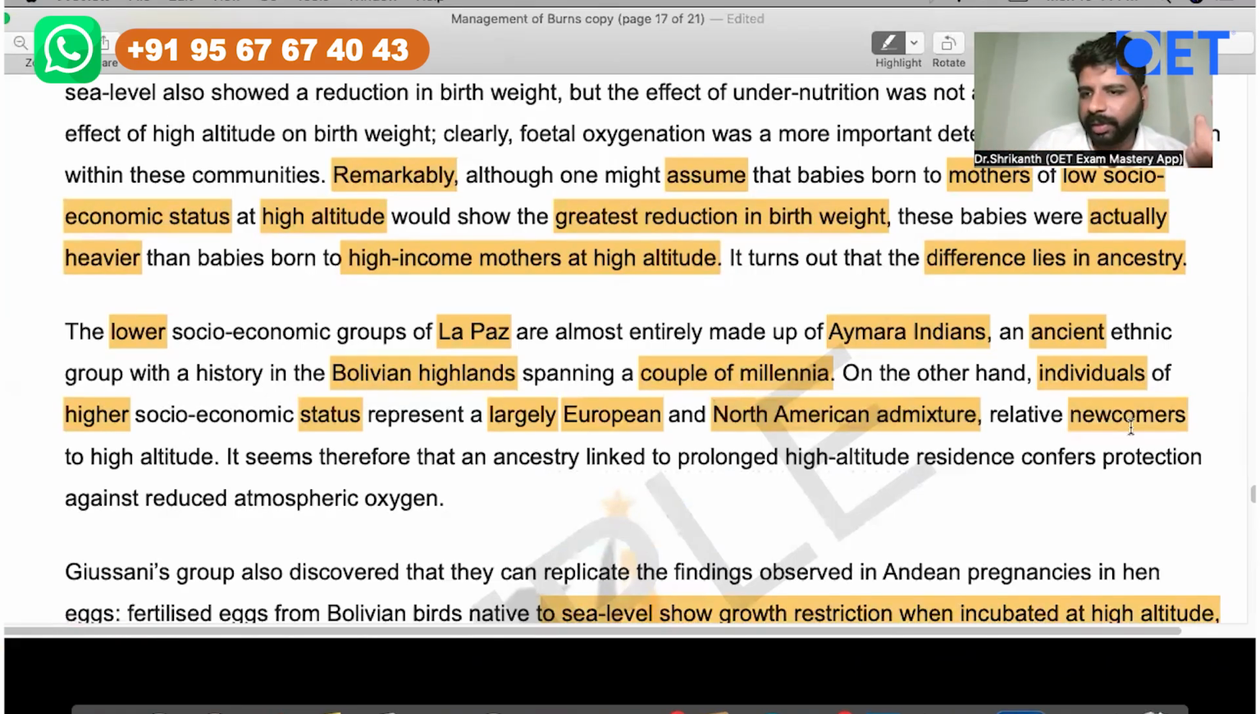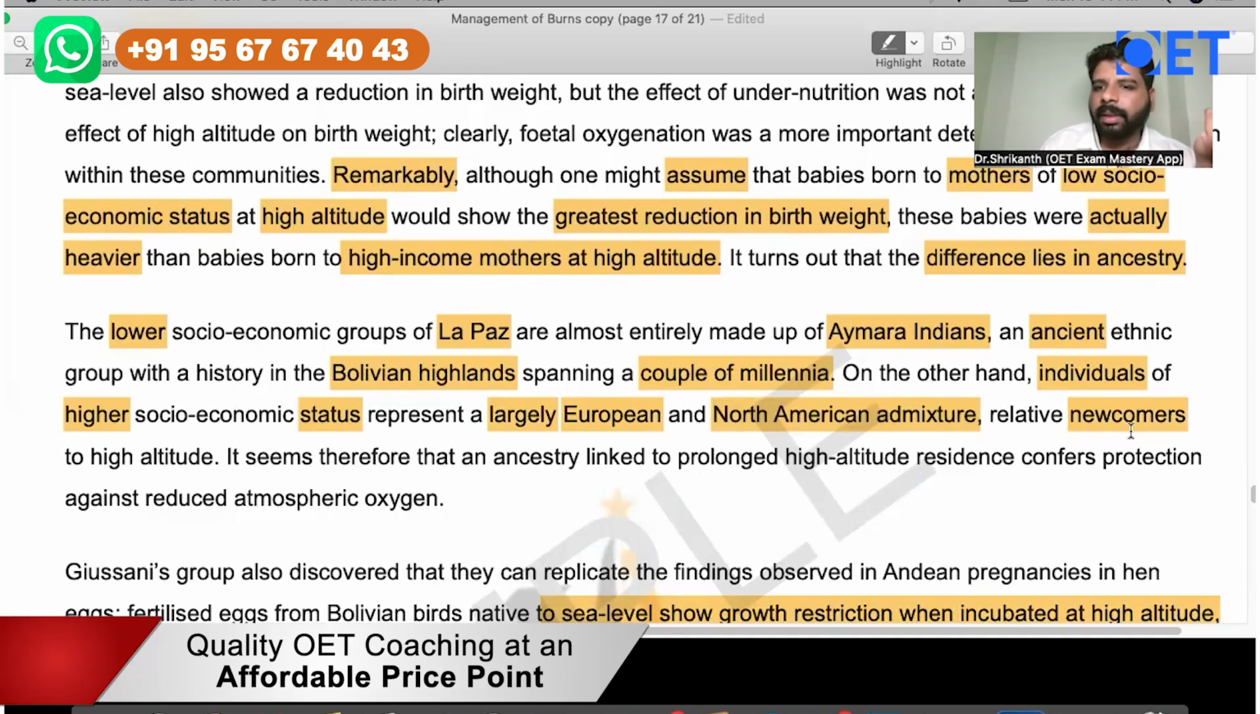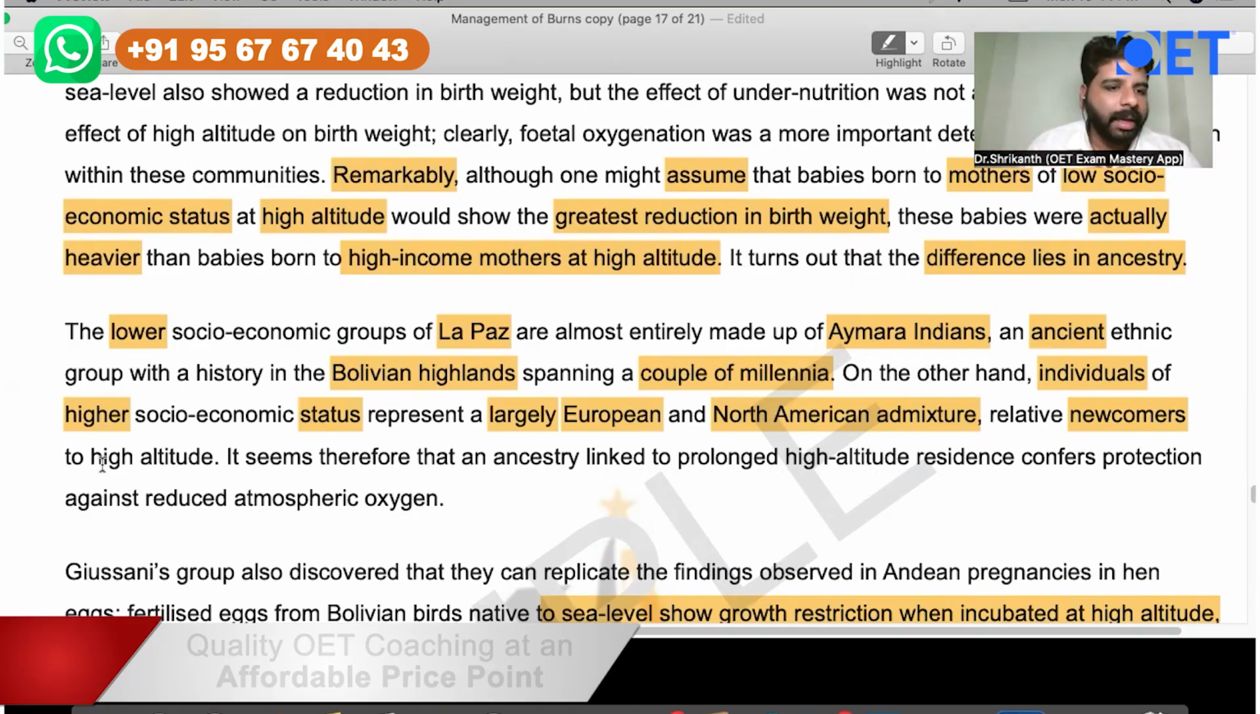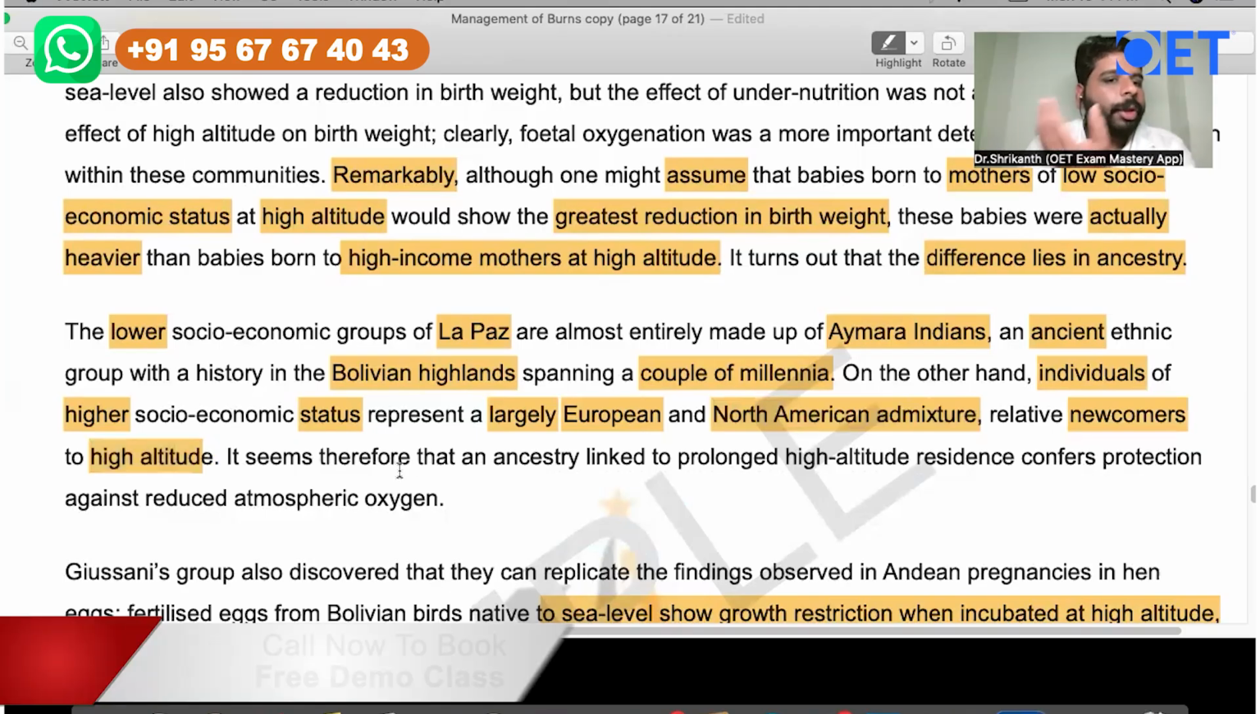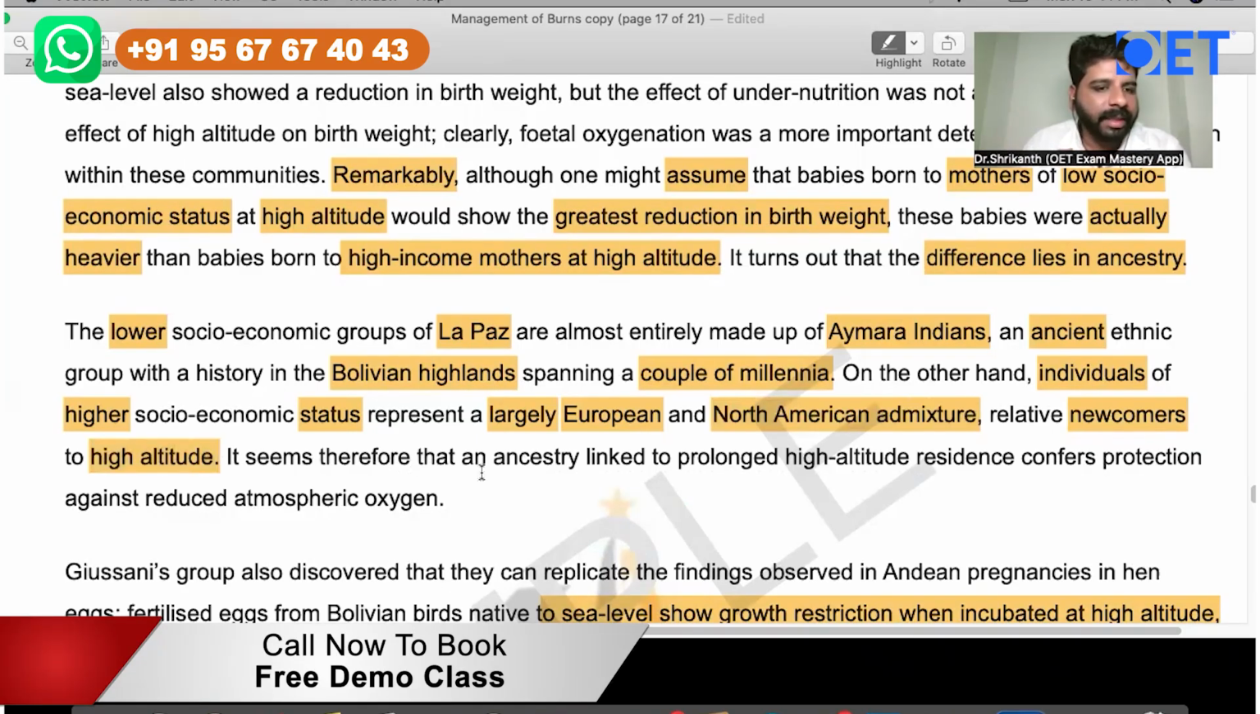They are newcomers. They have come to this place very newly, and these rich people are basically the European people and the North American people, and a mixture of them. These are not very old. They have come over here very recently only. The poor people, Aymara Indians, have been here for more than 2000 years.